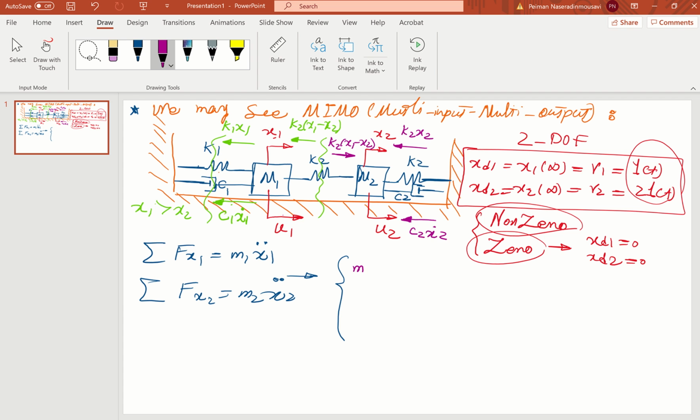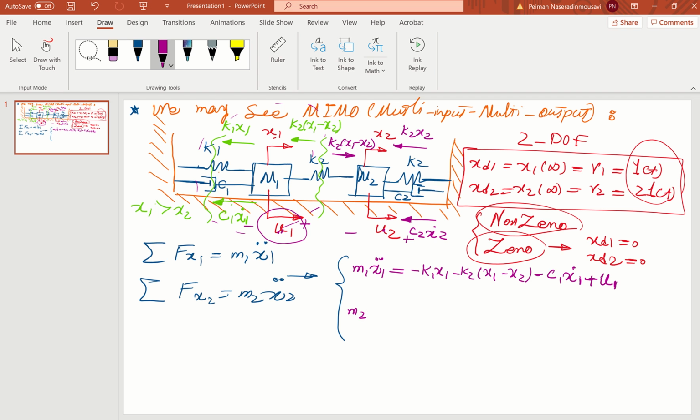So M1 x double dot 1 is equal to, look at this side, here is positive, here is negative. So this is negative, minus K1 x1 minus K2 (x1 minus x2) minus C1 x dot 1, and what? External force, the controller that you are going to design for this MIMO system. You have two inputs, two outputs. Two inputs, two control laws, U1, U2, and two outputs, X1 and X2.